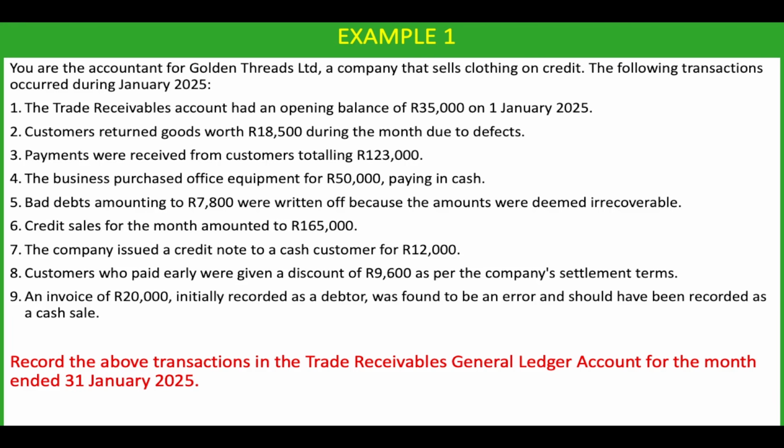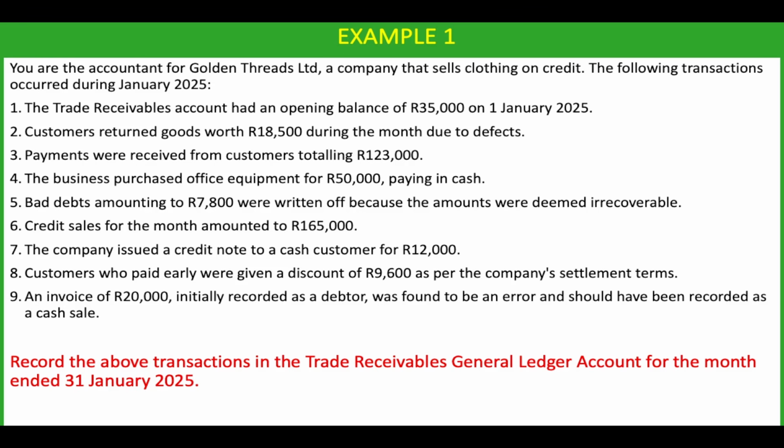And so that's the first thing you always want to do when you're looking at an accounting paper. You want to go to the required before you look at any other information, so that you know what you're doing even as you read through the information. So we're doing the T account or the Trade Receivables General Ledger account. When you hear me saying the word T account, I also mean the General Ledger account. Those are interchangeable terms for the same thing. Okay, now that we've read the required, we know it's the T account for January 2025. Let's look at the information.